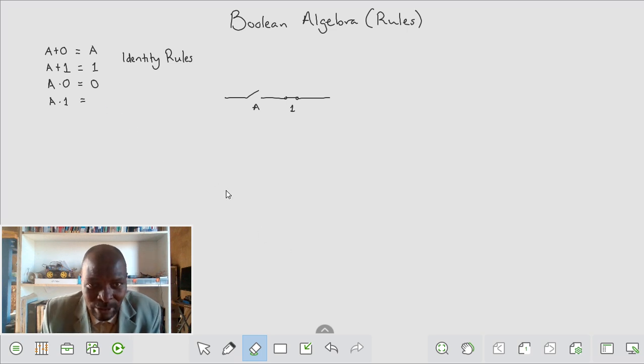Juice doesn't get people drunk, does it? It's actually supposed to be A. I don't know what I've been thinking. Alright, A times 1 is not 1. A times 1 is what? It is A.